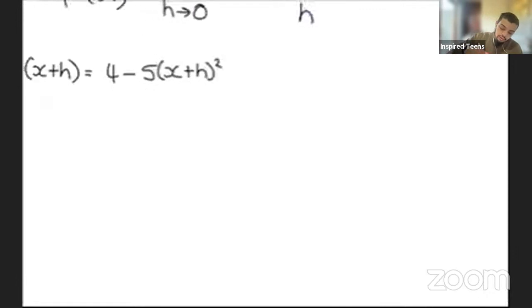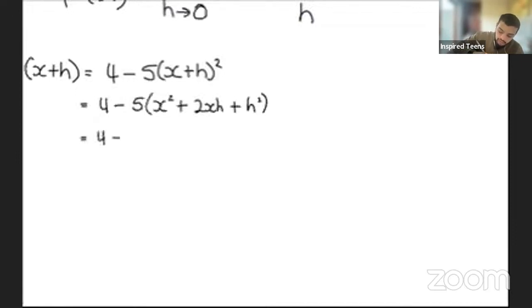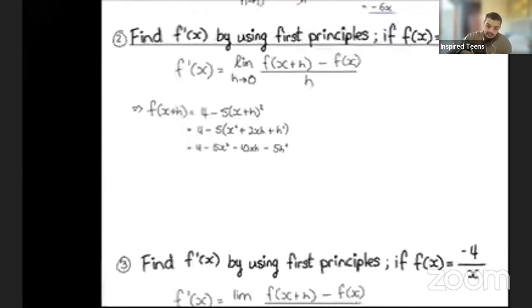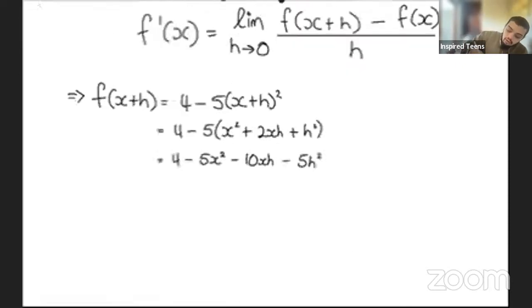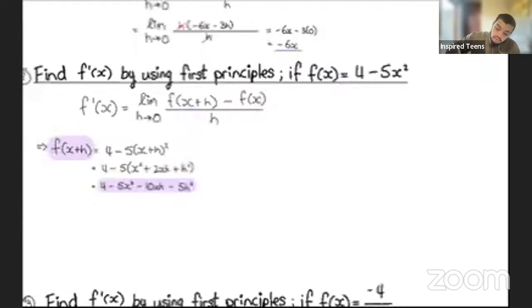Okay, so we can choose to simplify this first. So 4 minus 5 into, I'm going to do FOIL, the shortcut, x squared plus 2xh plus h squared, which is equal to 4 minus 5x squared minus 10xh minus 5h squared. So now what I've done is I found the value of f of x plus h, right? f of x plus h is equal to this. So I can now just plug it into my equation.